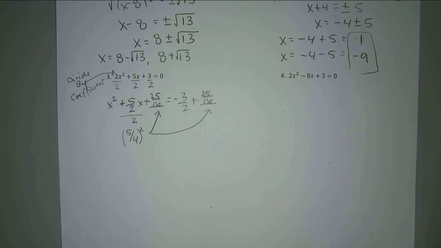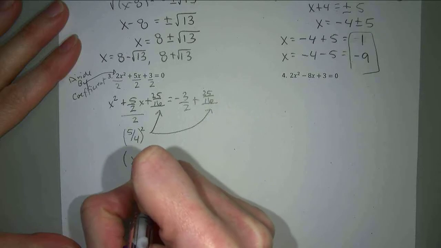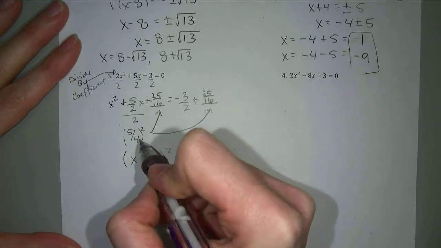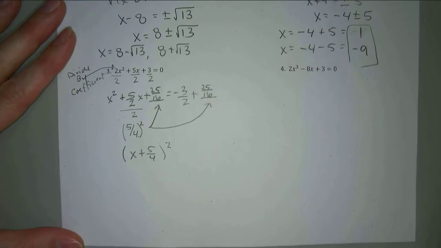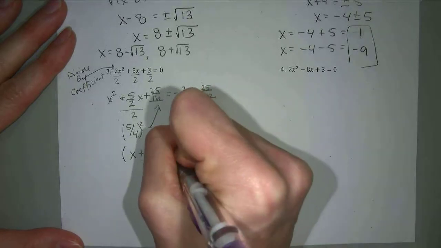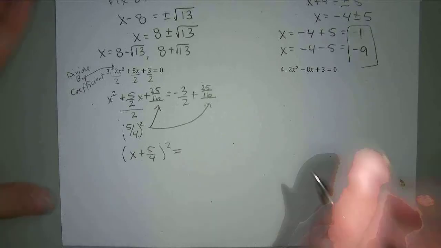We know that it's going to factor to x plus whatever b is. So this left-hand side factors to x plus 5/4 squared. Whoever half of b is, just throw them in your calculator. On the right-hand side, we have to do the math. So in my calculator, I'll do negative 3 divided by 2 plus 25 divided by 16, and then I'll hit math frac, okay? Because you want fractions. You don't want decimals. What did you get? 1/16. Okay.